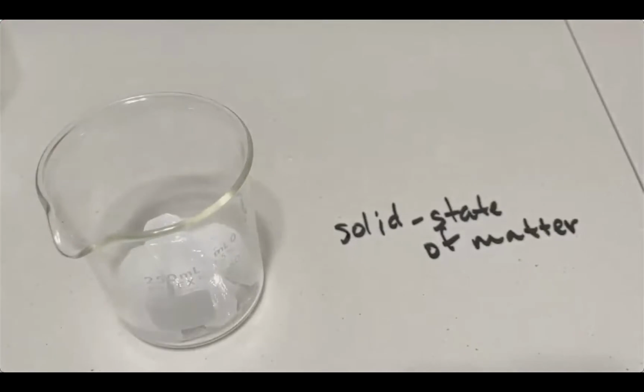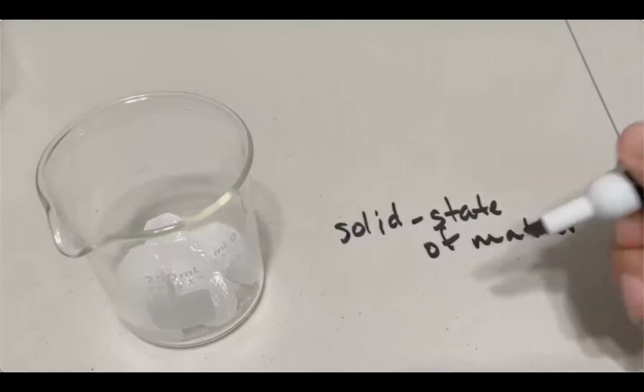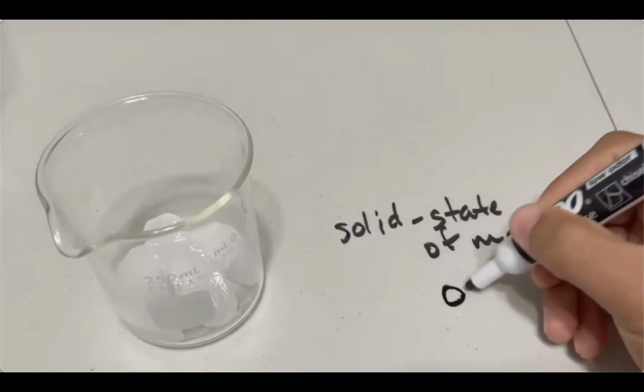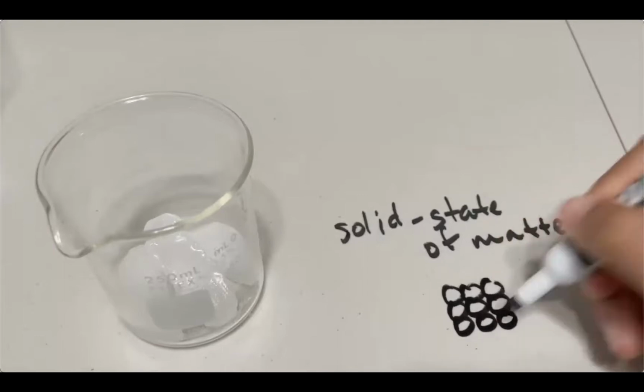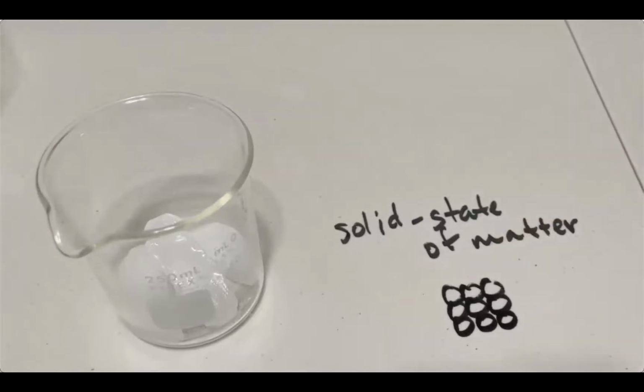Now, their particles are closely packed. So what does that mean? So if you were to look under a microscope, their particles, that matter that we were talking about, would look a little bit like this. It would be very tightly packed. Now, these particles are still vibrating, but not enough to where they can flow.